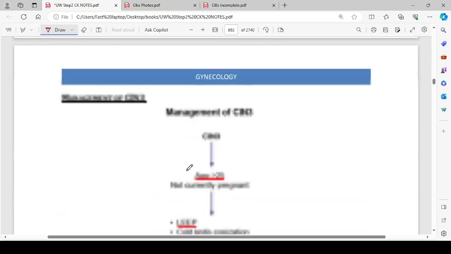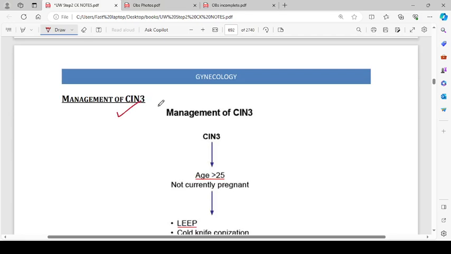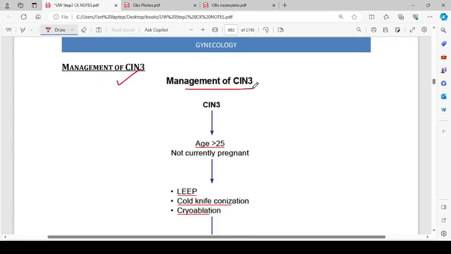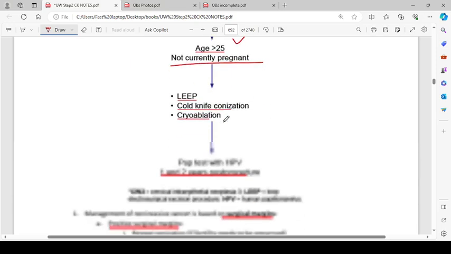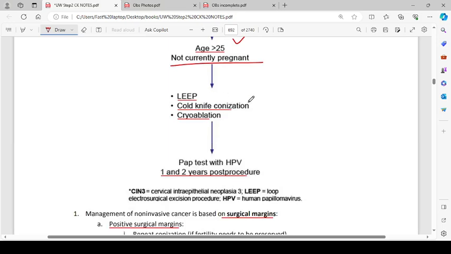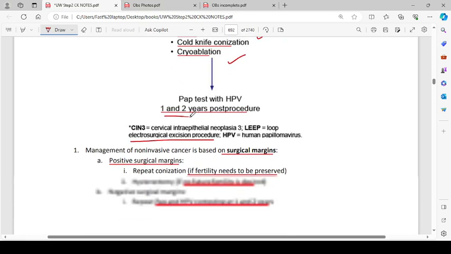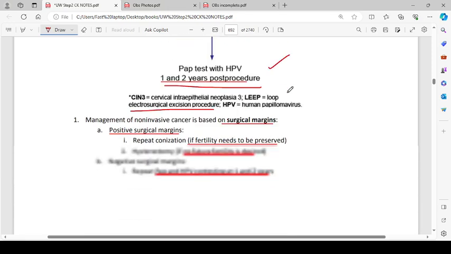Then we have management of CIN3, cervical intraepithelial neoplasia 3, age more than 45 and not currently pregnant. Then we have LEEP, cold knife conization. LEEP means loop electrosurgical excision procedure. Cold knife conization and cryoablation can be done. Pap test with HPV at 1 and 2 years post procedure.